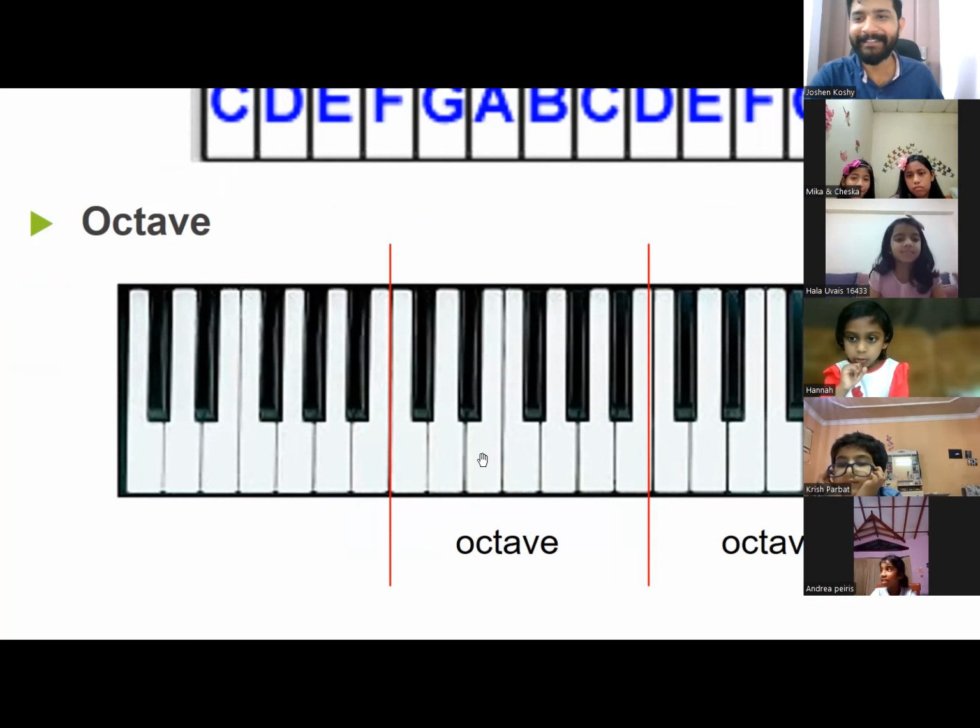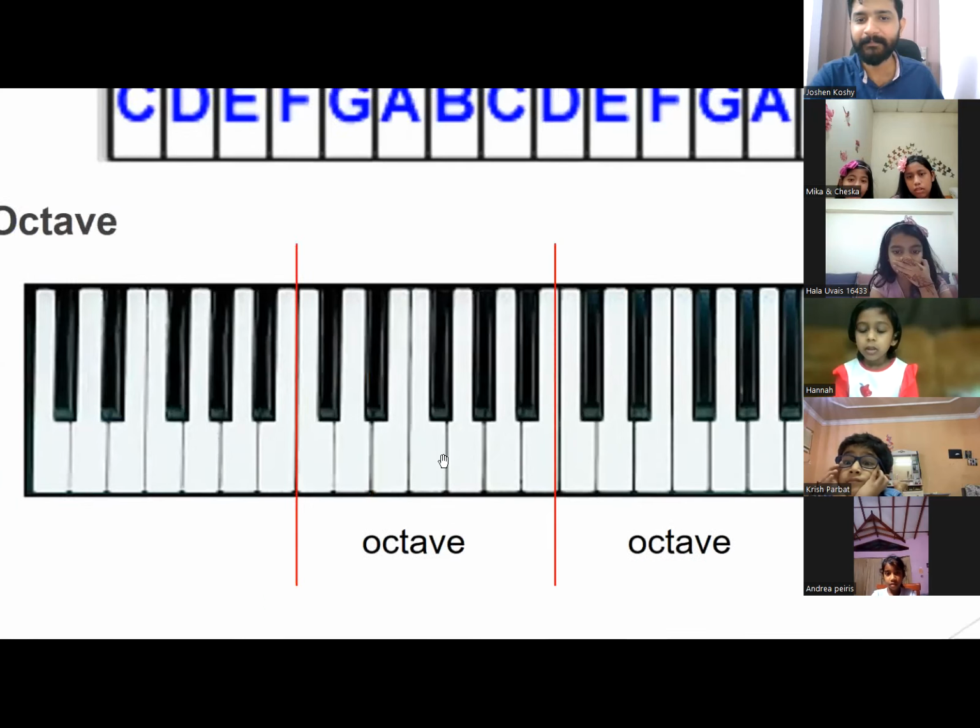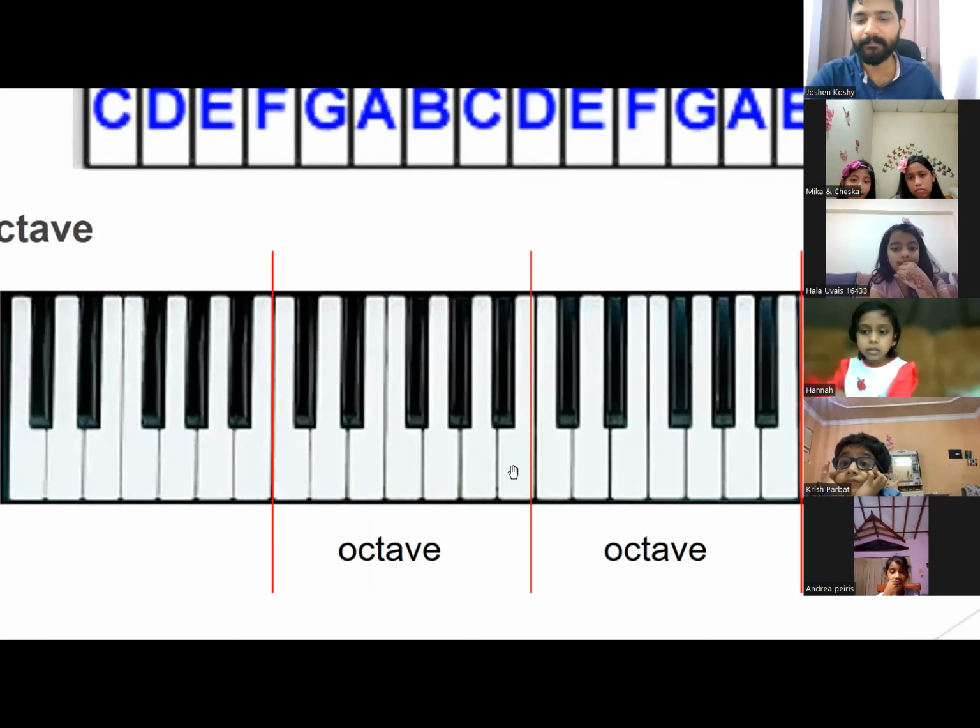Okay, Cheska, let's try. This one? That one is E. Very good. This one? E. Yeah. This one? F. This one? D. This one? C. Very good. Excellent.